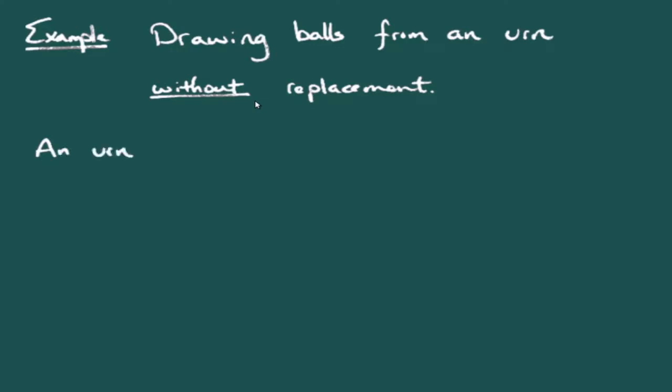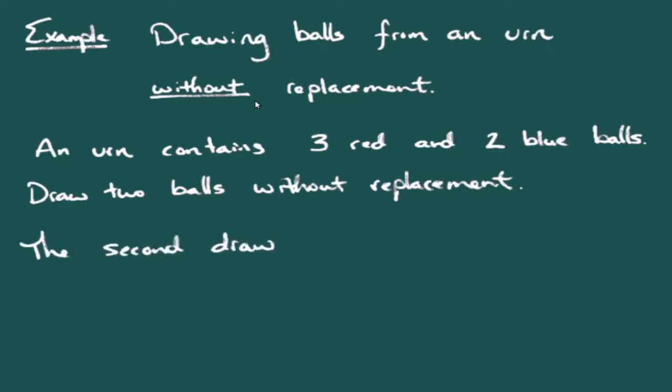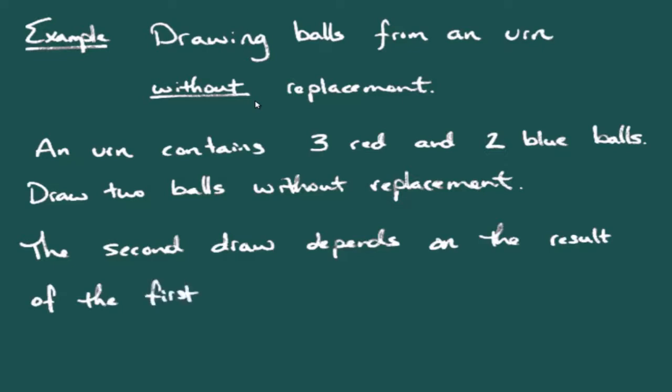Suppose that we've got an urn that contains 3 red balls and 2 blue balls, and we're going to draw 2 balls out of this urn without replacement. Where conditional probability comes into play, we can see that the color of the ball we get on the second draw is going to depend on the color of the ball we drew the first time. Since we're not putting the ball back, the probabilities on the second draw are going to change.